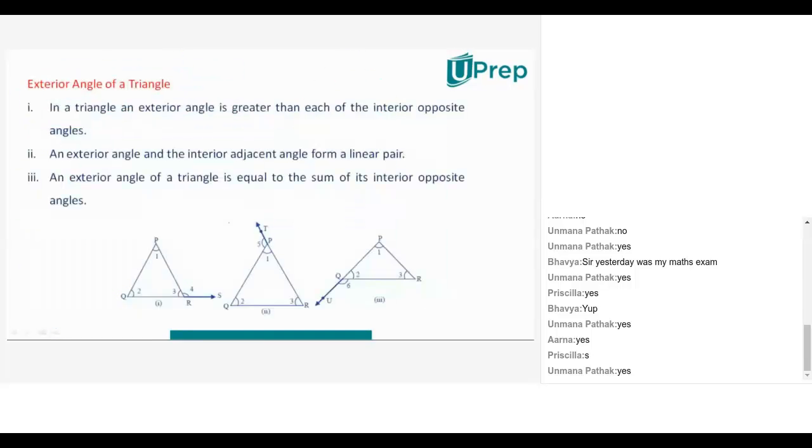What's the first property? In a triangle, an exterior angle is greater than each of the interior opposite angles. That means, let's look at this triangle specifically. What is the exterior angle? Angle 4. You guys agree? He's saying angle 4 is always greater than the interior opposite angles. Angle 4 is greater than angle 1, and angle 4 is greater than angle 2. How does this make sense?